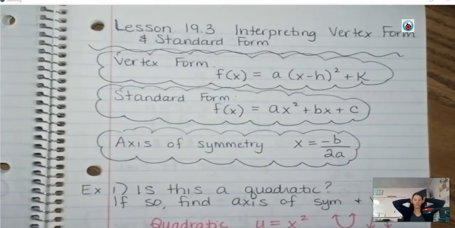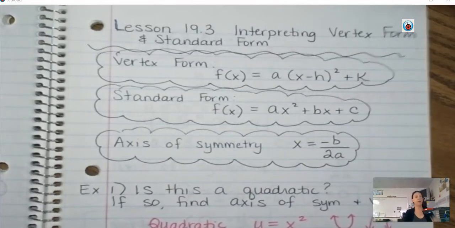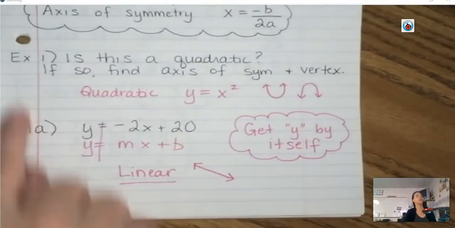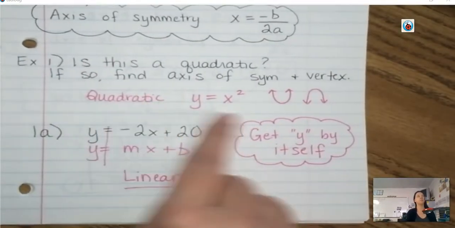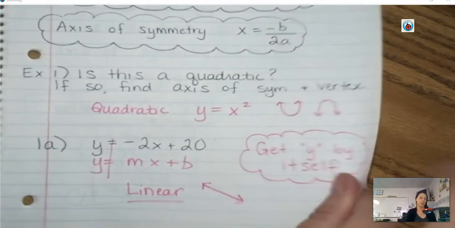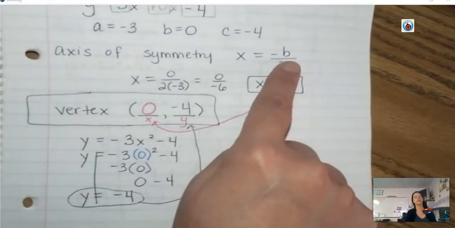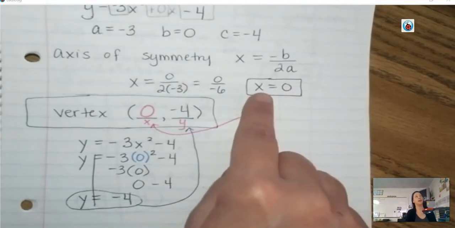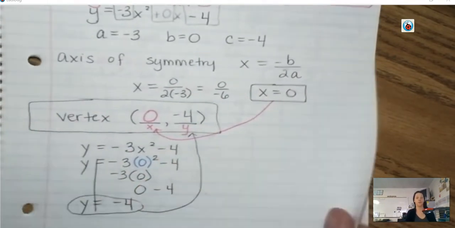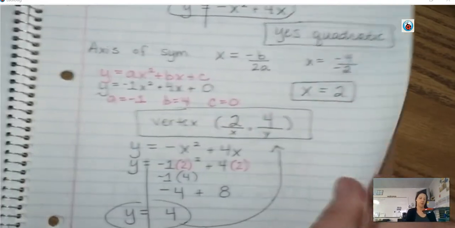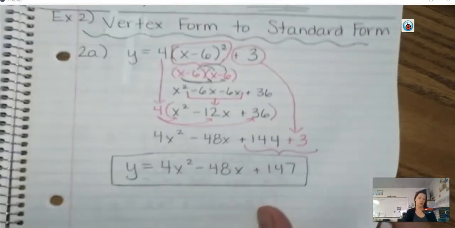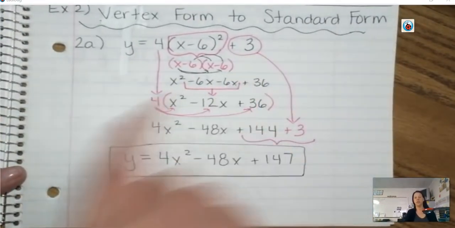Okay, we're going to finish 19.3. So yesterday we worked on if something is a quadratic function, it'll have x squared. Then we worked on finding the axis of symmetry. And then once you have that axis of symmetry, you can also figure out the vertex. And then changing vertex form to standard form.